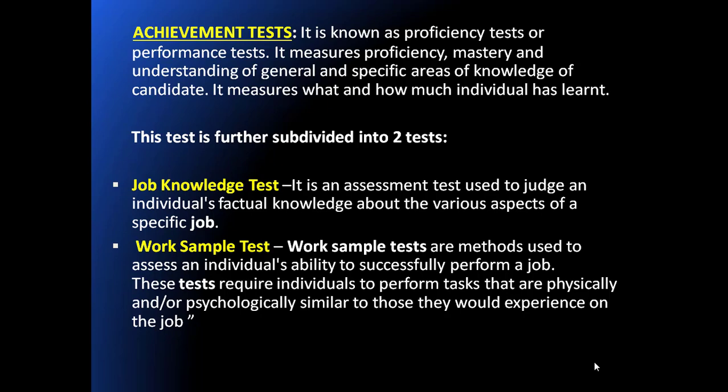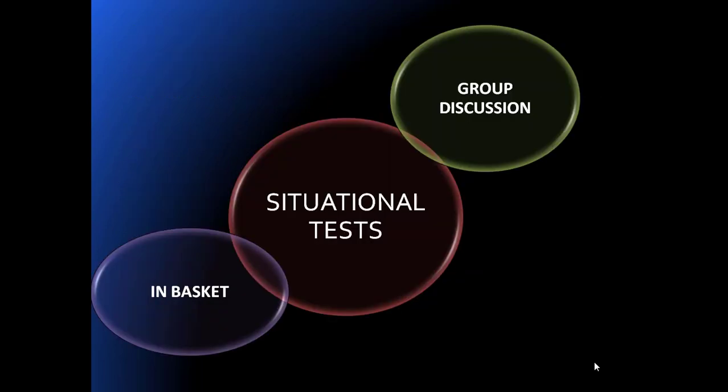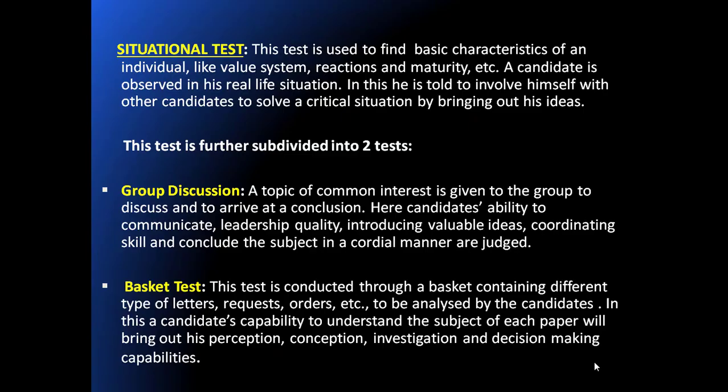Now, the third type of test is the situational test, and the situational test is again bifurcated into two: the in-basket and group discussion methods. Situational tests are used to find out the basic characteristics of an individual, like the value system, reaction time, and maturity of the candidate, right?